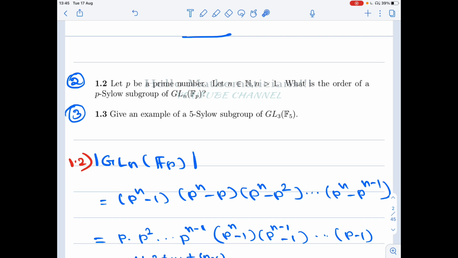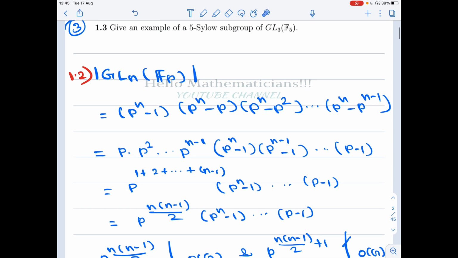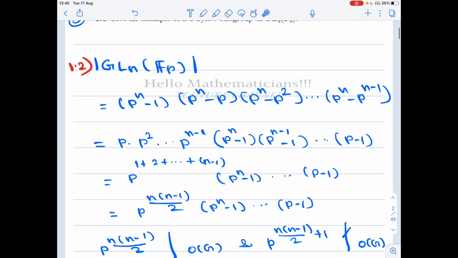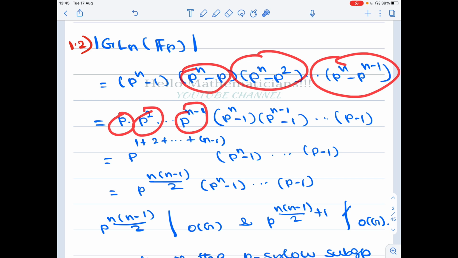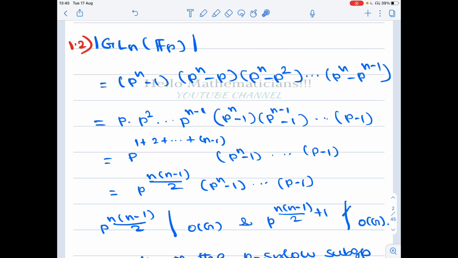Let's see how to approach this problem. The cardinality of GL_n(F_p) is a well known formula: (p power n minus 1)(p power n minus p), and so on. Now note that in each of these terms you can take some power of p outside. Here you can take p outside, here you can take p square, here you can take p power n minus 1, and there will be some remaining terms. Here you cannot take out p anymore. This means that this remaining product p won't divide.